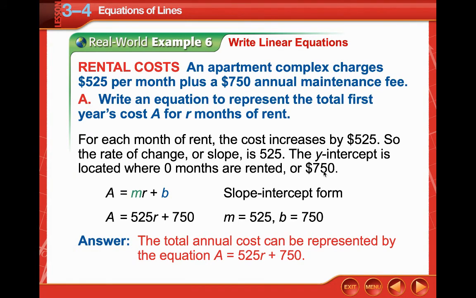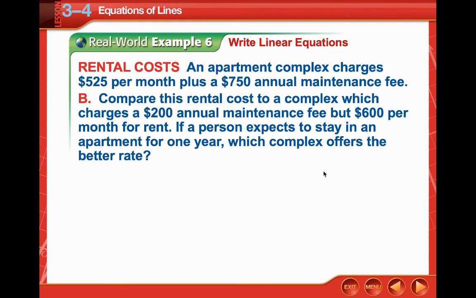Luckily, the amount of months is 12, so you are able to figure it out because if you rent it for a year, that's what it would come out to. All right. So an apartment complex charges $525 per month plus a $750 annual maintenance fee. Compare this rental cost to a complex that charges $200 annual maintenance fee but $600 per month. If a person expects to stay in an apartment for 1 year, which complex offers the better rate?